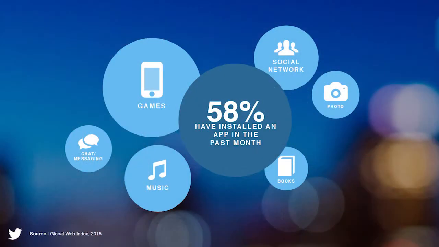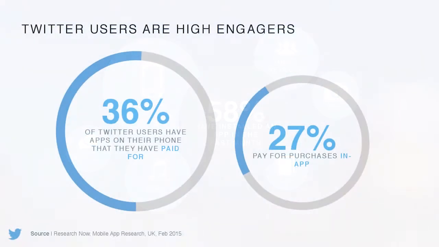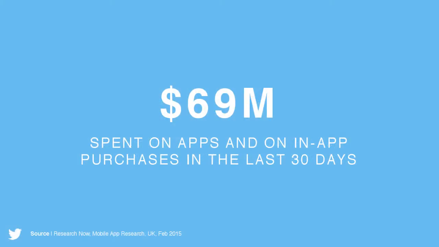58% of those users have installed an app in the last month, indicating that Twitter is a lean-forward consumption environment where Twitter users have an appetite to seek out apps on the Twitter platform. And when we look at the behavior of those users, we can see that 36% of our users have apps that they have paid for on their phone, and 27% of our users have carried out in-app purchases over the last 4 weeks.